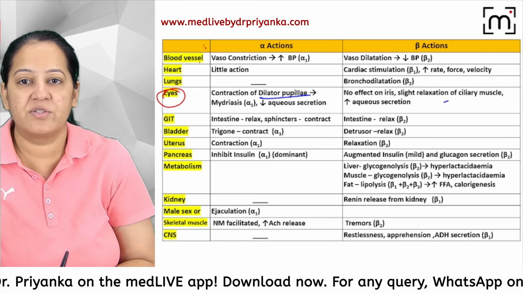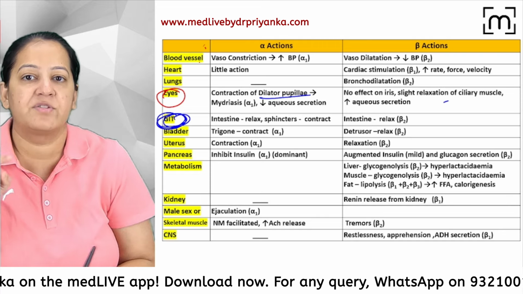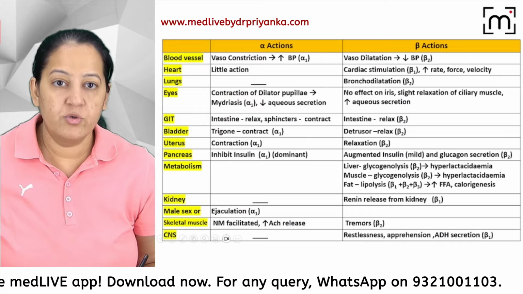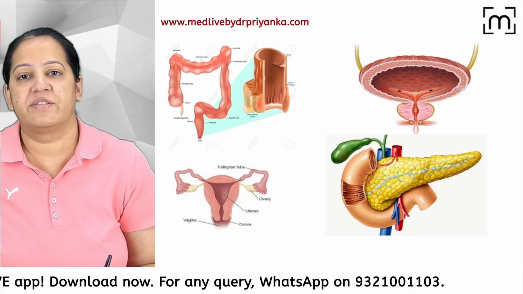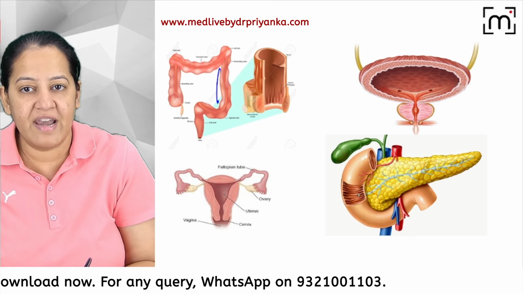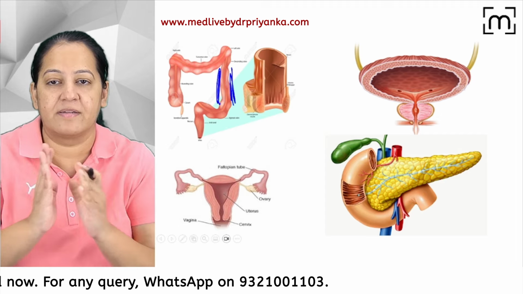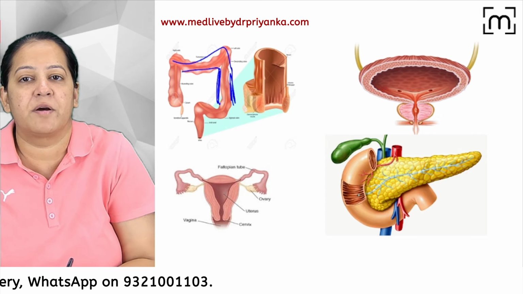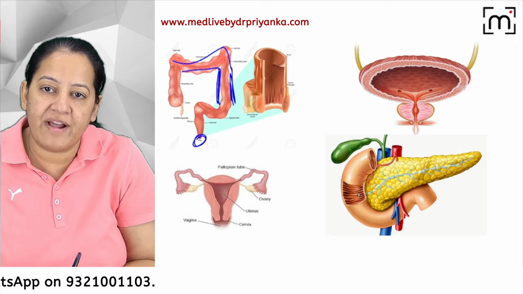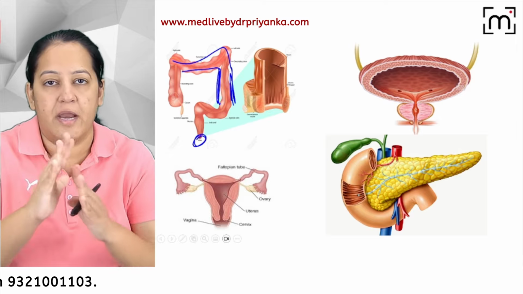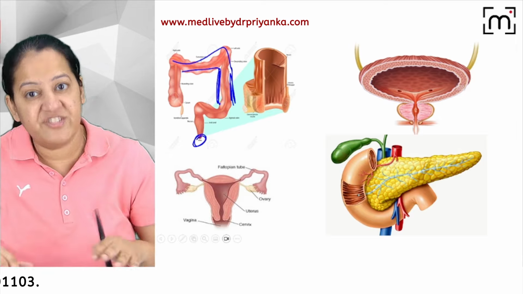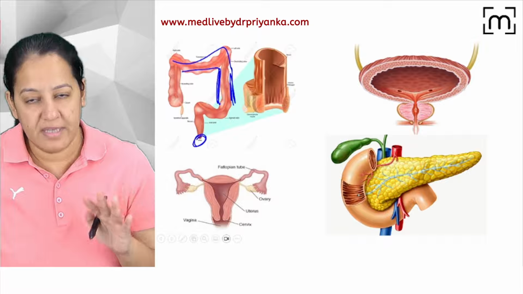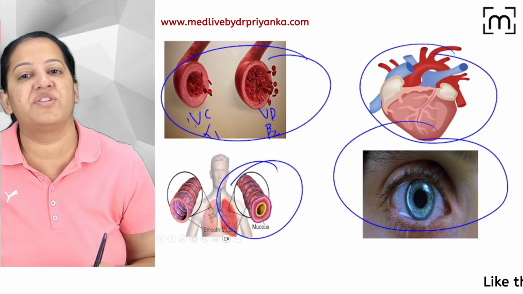Coming on to GIT, the next organ is GIT. What do they do on the GIT? In GIT, they relax the muscle and decrease peristalsis. They just relax all the GIT muscles, intestinal muscles, stomach muscle, and they contract the sphincter. Sphincter is contracted and muscle is relaxed. So they are causing retention in the GIT. So these adrenergic drugs will cause retention in the GIT.